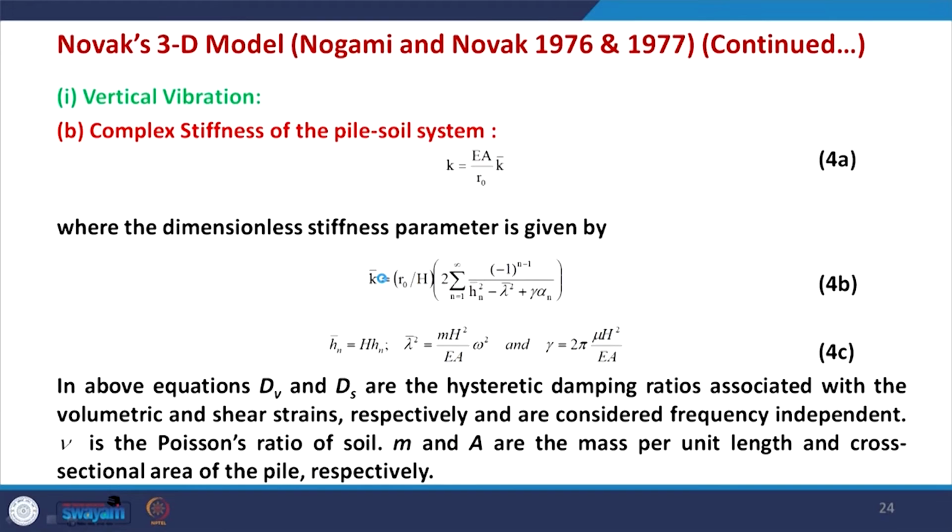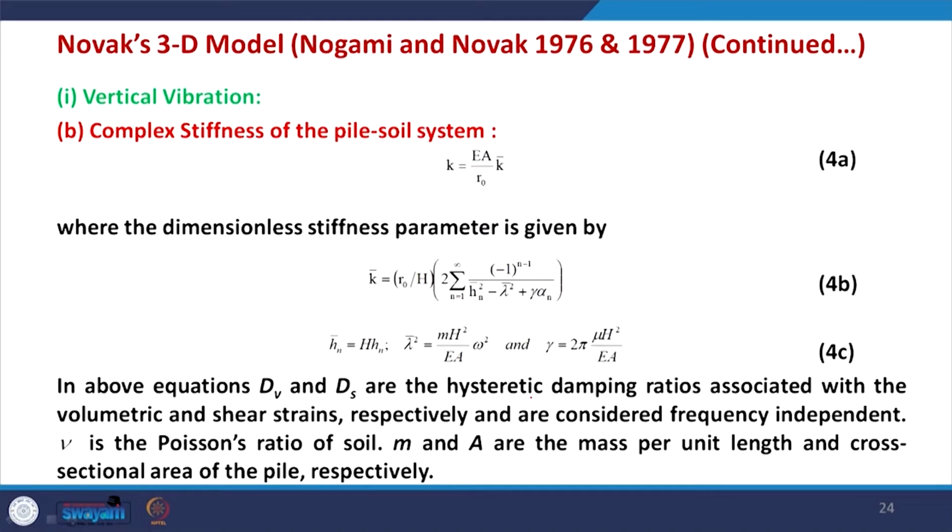So, the complex stiffness of the soil-pile system for vertical vibration is given in this form using equation 4a, and you can see how compact equation 4a is. However, although equation 4a looks very small, the value of k bar needs to be obtained from this equation, where h_n bar and lambda bar are given here.